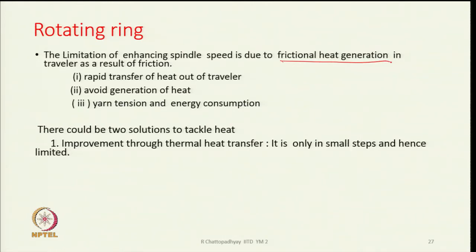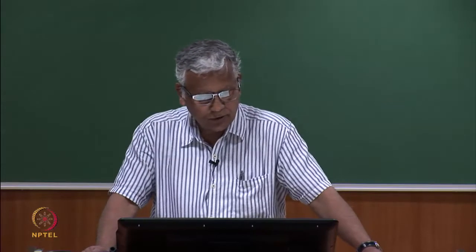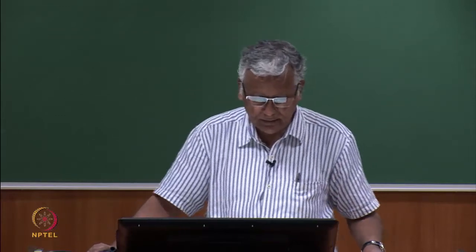So, we need to avoid generation of heat. Another problem is yarn tension and energy consumption if we go for high speed. And the other thing is rapid transfer of heat out of the traveler. Is it possible that the heat from the traveler can be transferred faster to the ring, because ring and traveler are in contact with each other? So, there could be two solutions to tackle the heat part.